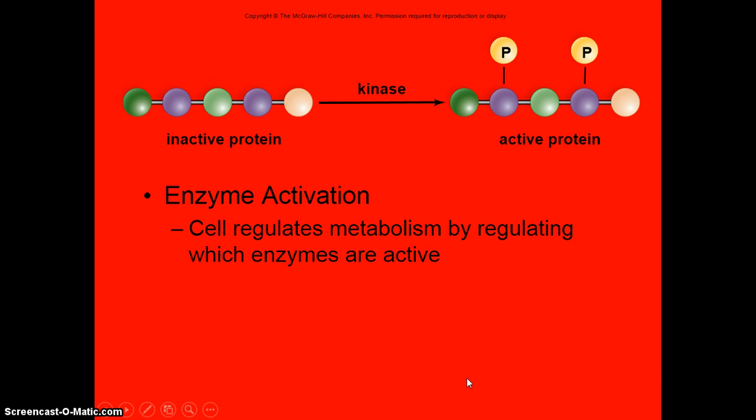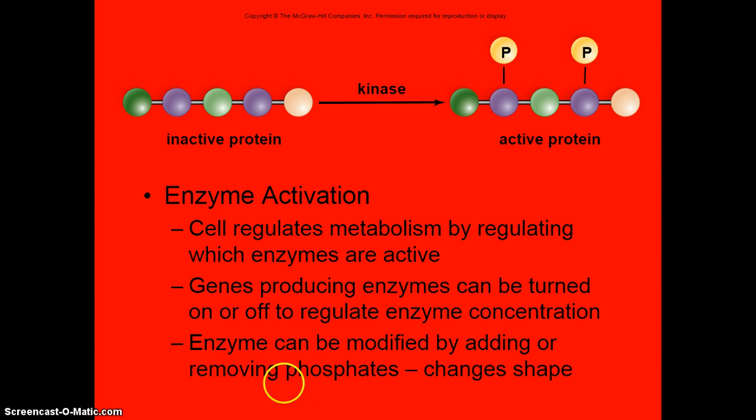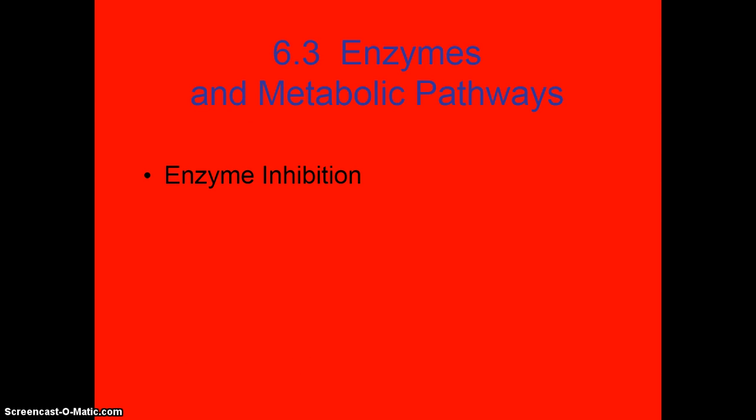Enzyme activation. The cell regulates metabolism by regulating which enzymes are active and which ones are not. We can't have them all active at the same time. Genes producing enzymes can be turned on or off to regulate enzyme concentration. And enzymes can be modified by adding or removing a phosphate, which changes the shape of the enzyme.